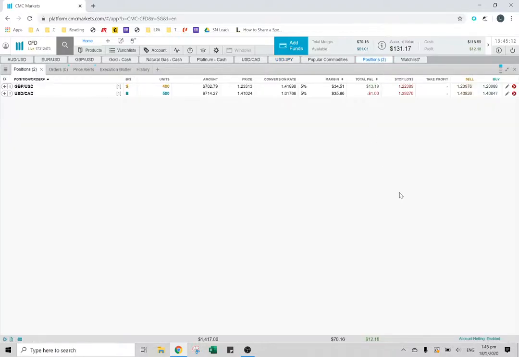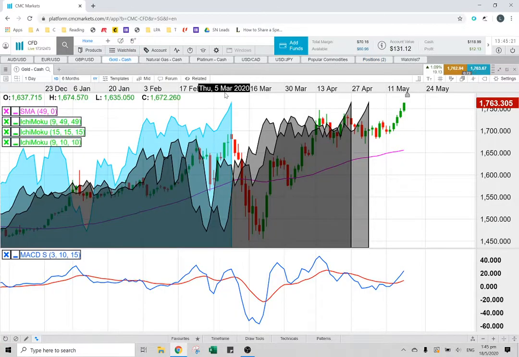So that's it for today. Overall picture, definitely looking to buy gold if you guys have not. And that's the main thing that we would be looking at.